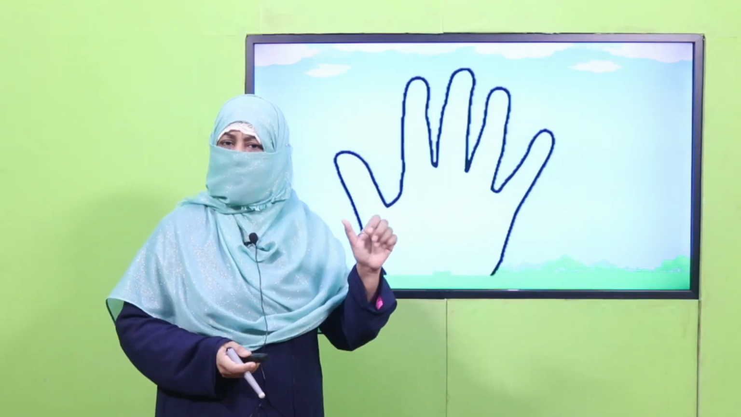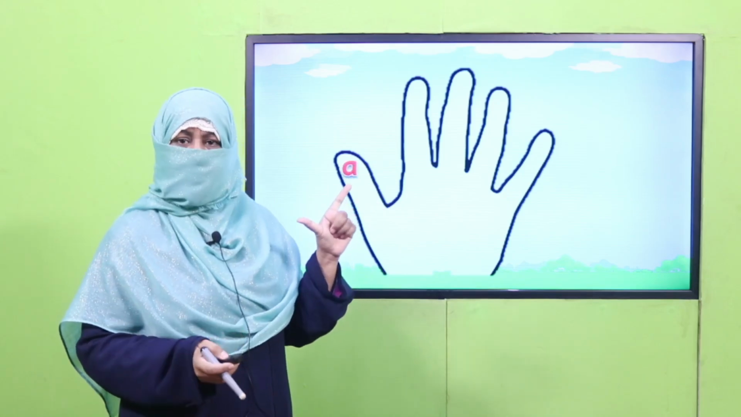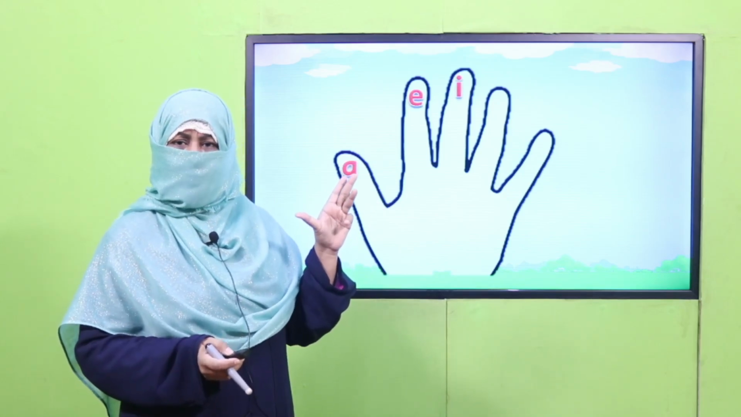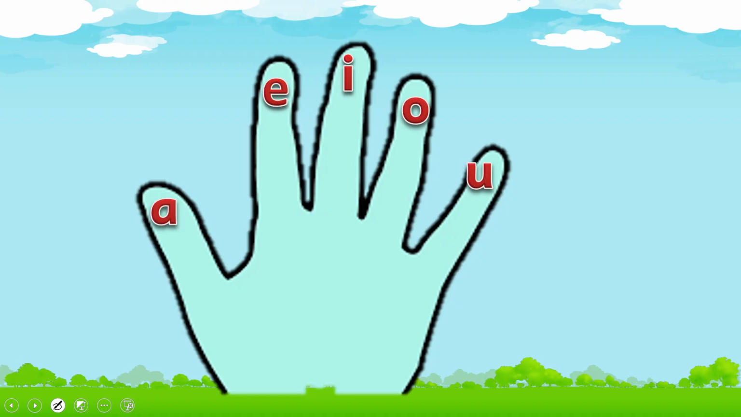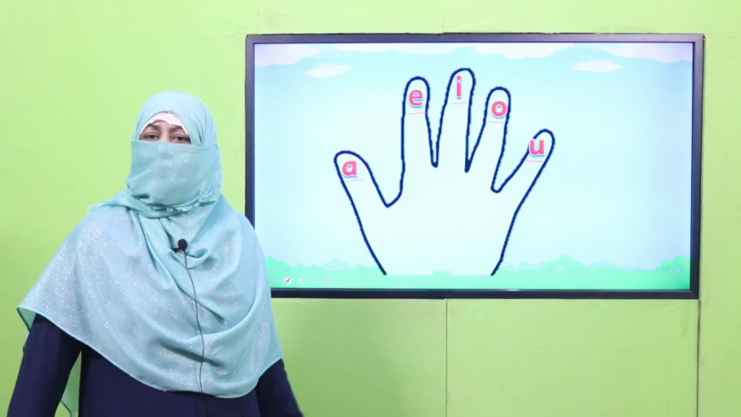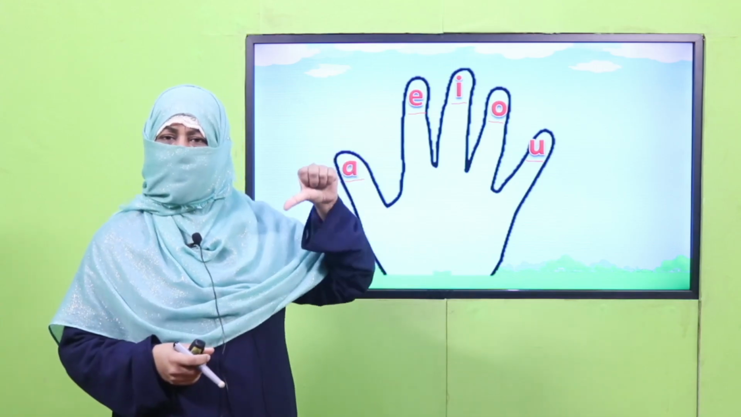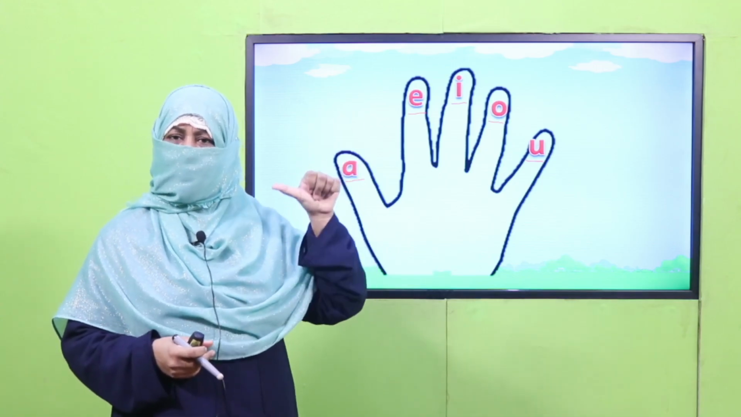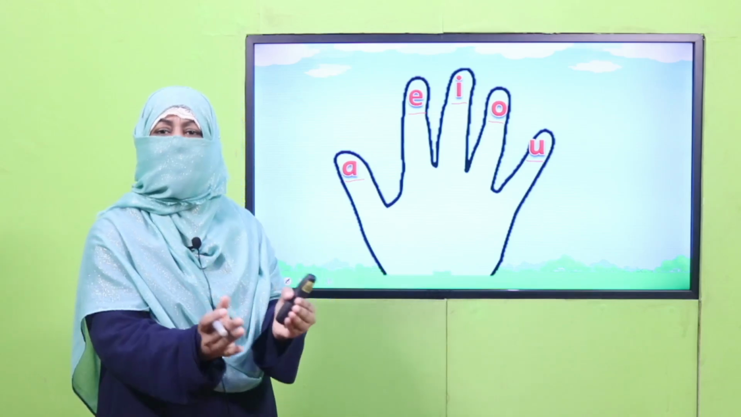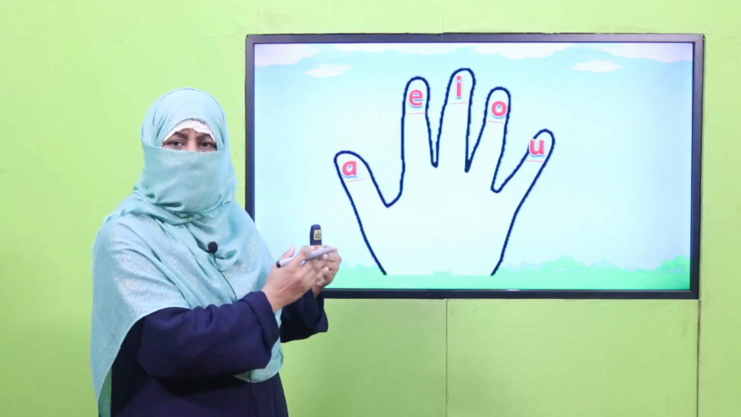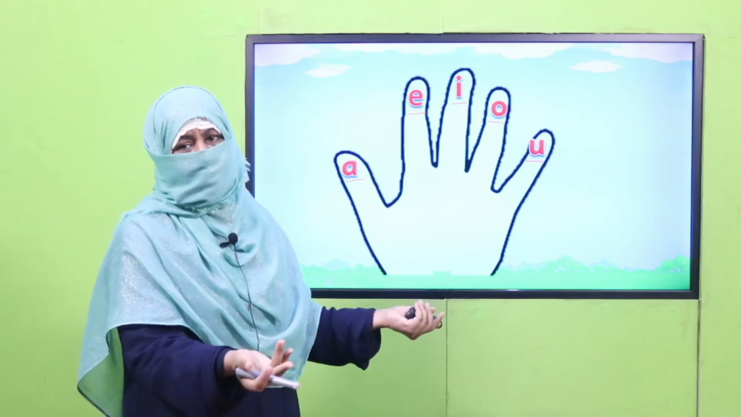So how do we remember them? On your 5 fingers, A, E, I, O, U. 5 vowels, A, E, I, O, U. So you can memorize, you can learn them with your fingers. These 5 are vowels. And when we take these vowels out of all the alphabets, the rest are consonants.